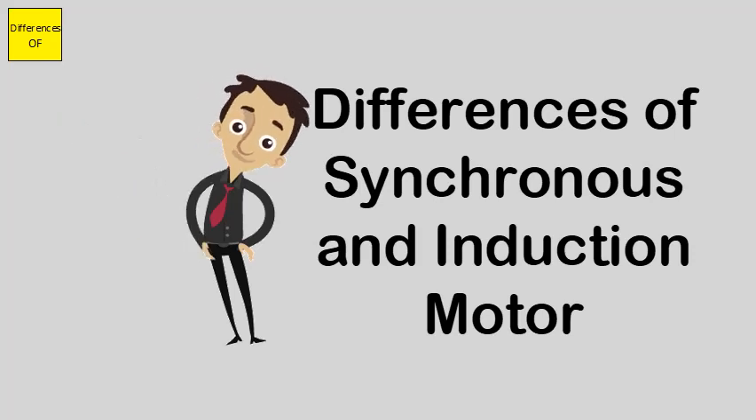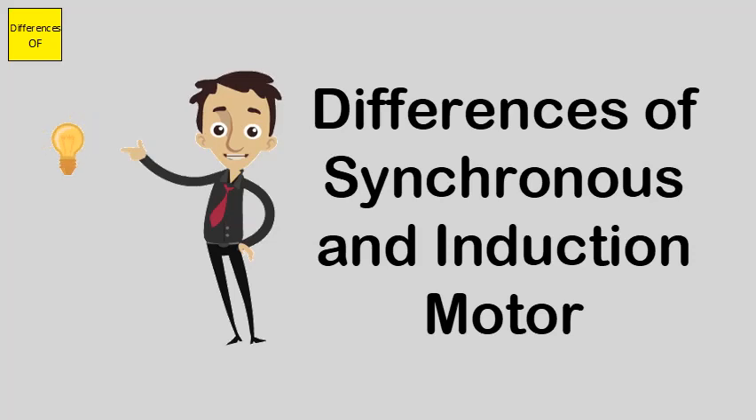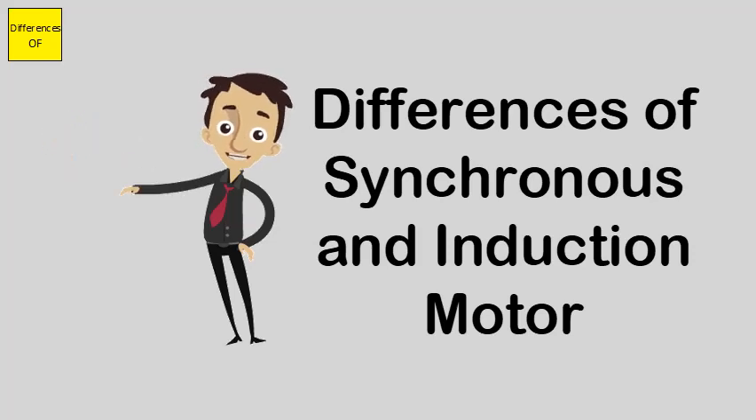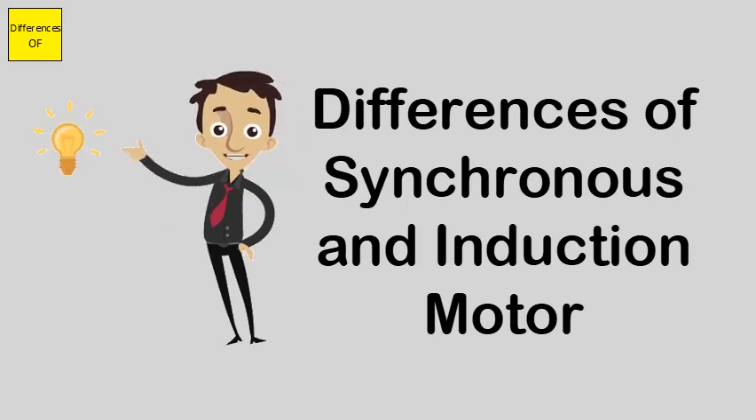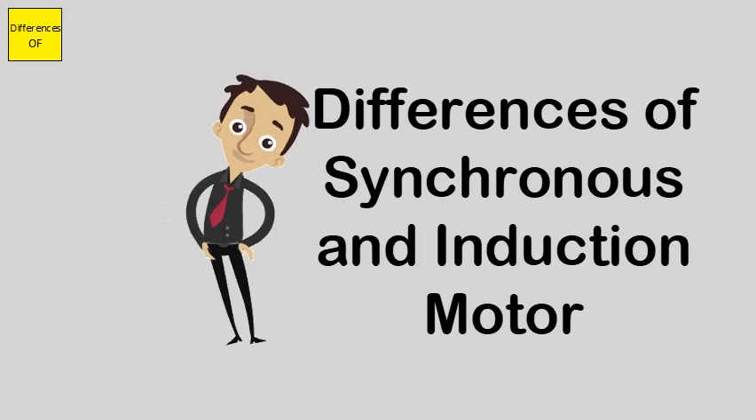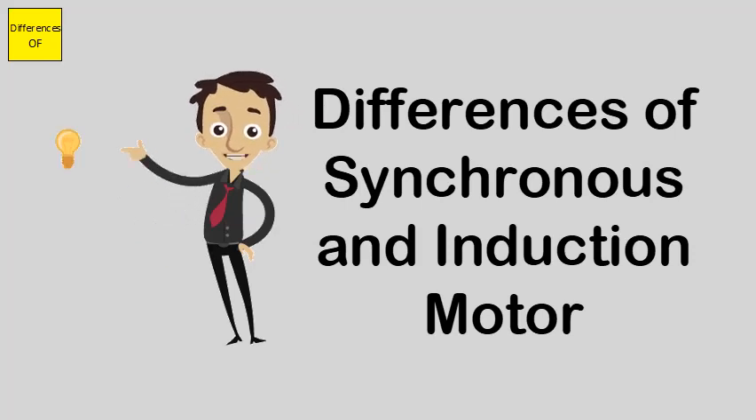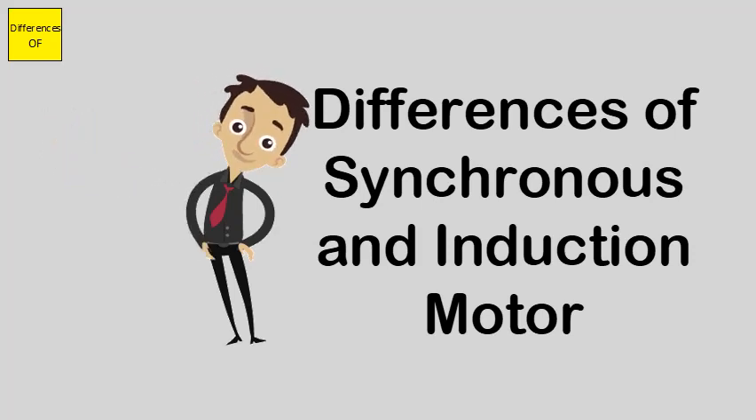Synchronous motors require a DC power source for the rotor excitation. Induction motors don't require a DC power source for the rotor excitation. Synchronous motors require slip rings and brushes to supply rotor excitation. Induction motors don't require slip rings, but some induction motors have them for soft starting or speed control.